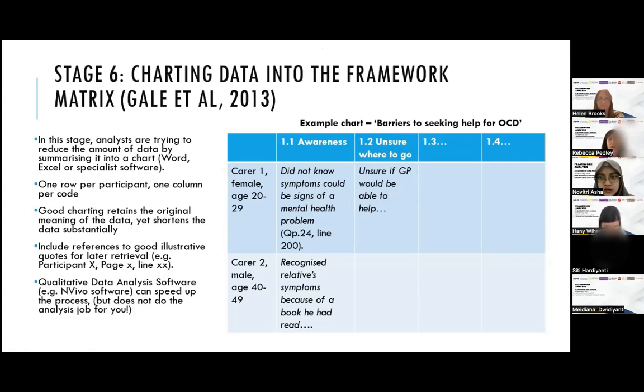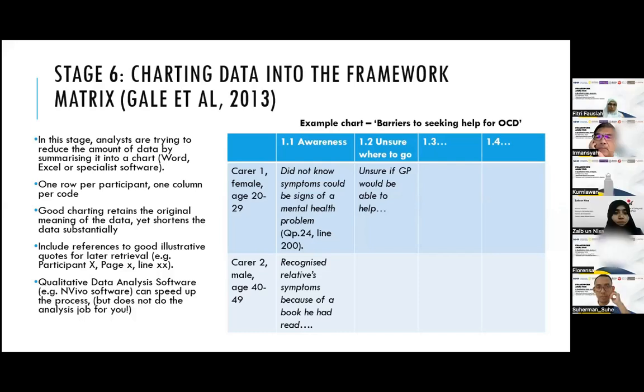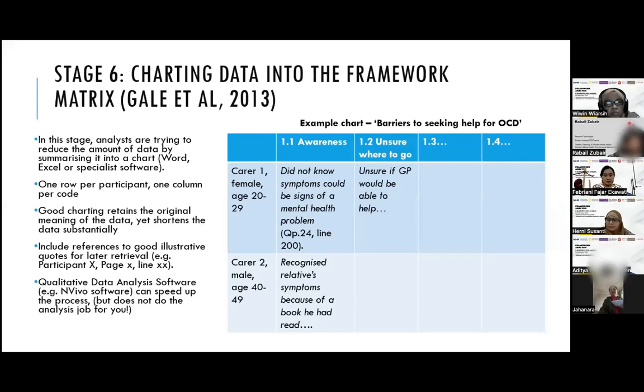So this is where the line numbers come in useful. In this example, it says in the first row for carer 1, Q, which stands for quote, page 24, line 200. So I know there's a good quote on that page for that participant, and I can quickly and easily go back to it and retrieve it when I come to write up at the later stage.